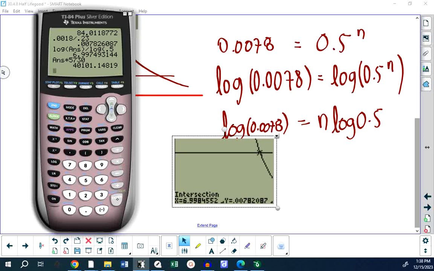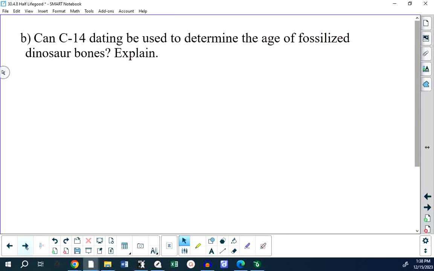Any questions with that example? Now, I have a different question for you, and then we're done. Can carbon-14 dating be used to determine the age of fossilized dinosaur bones? And there's one reason why I want to discuss this briefly, and we'll get to that reason in a second. Well, the answer is no. I'll tell you that right now, no.